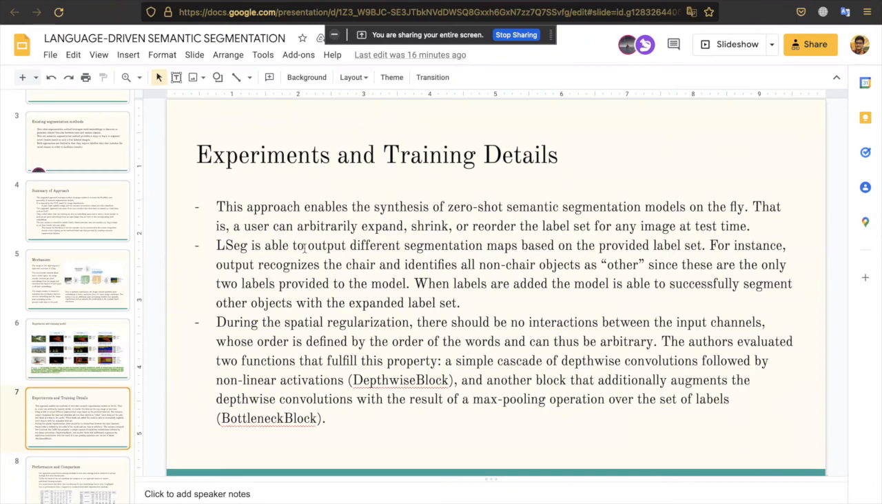So one of the novel things about this model is that it enables the synthesis of zero-shot semantic segmentation models on the fly.